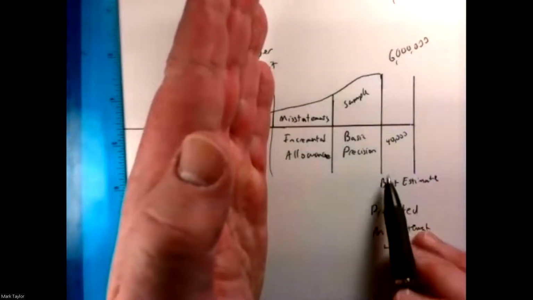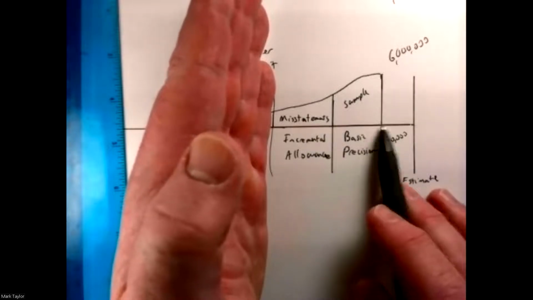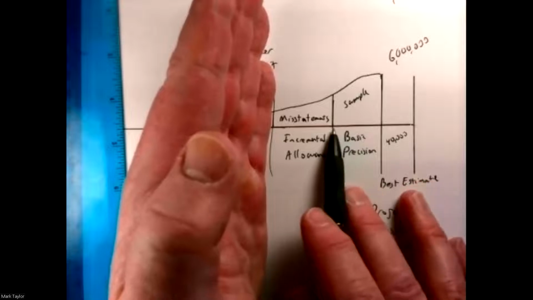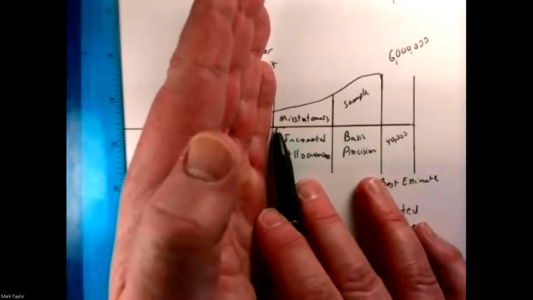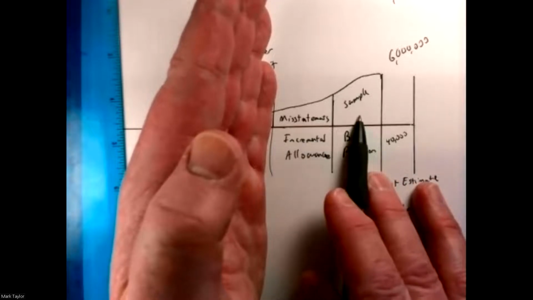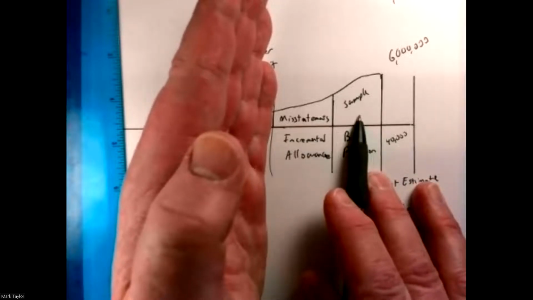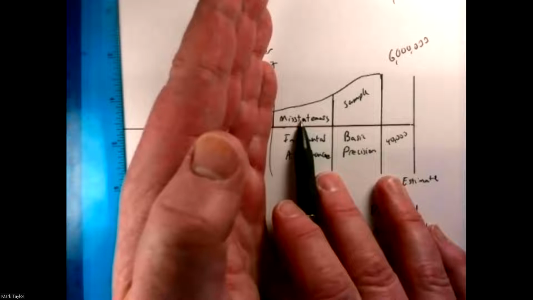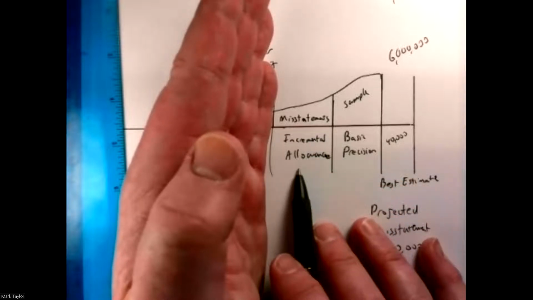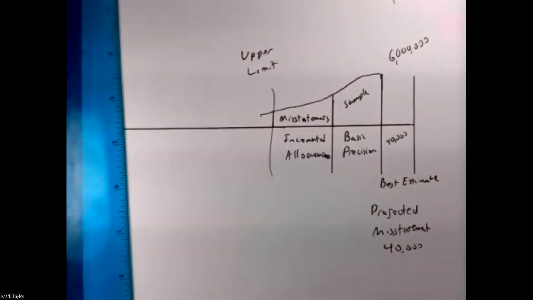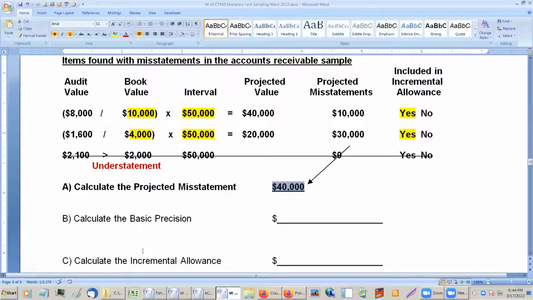So this is our best estimate. If someone asks you what you think it's off by, we'd say 40,000. But this is a sample, so it could be off by more than that. And the more misstatements we find, the more likely it would be off by more. So this one is just because it's a sample, you're not taking 100%. And this one is that the amount of misstatements you find makes a difference. Okay, so maybe it'll make more sense when we start going through it. Okay, so basic precision.